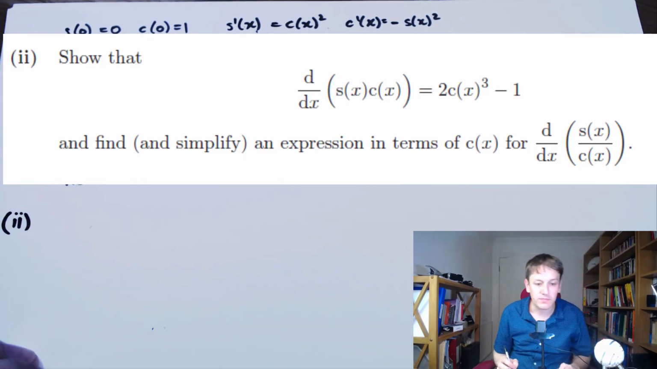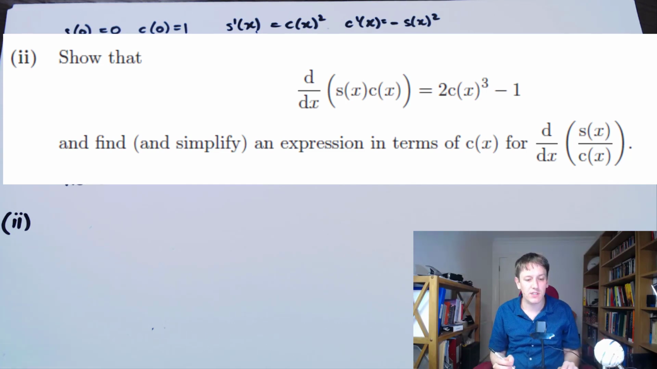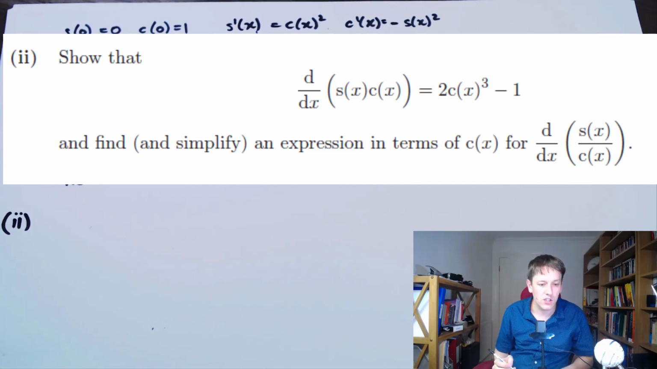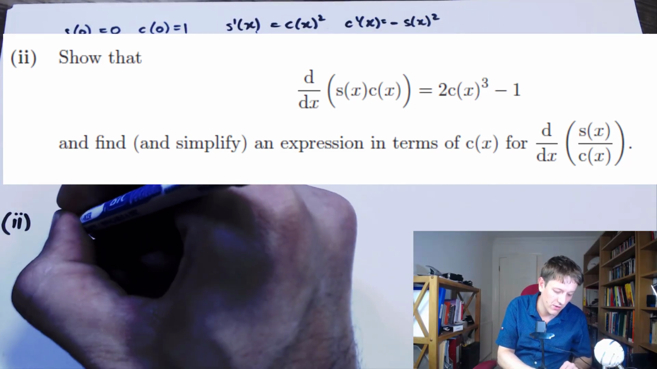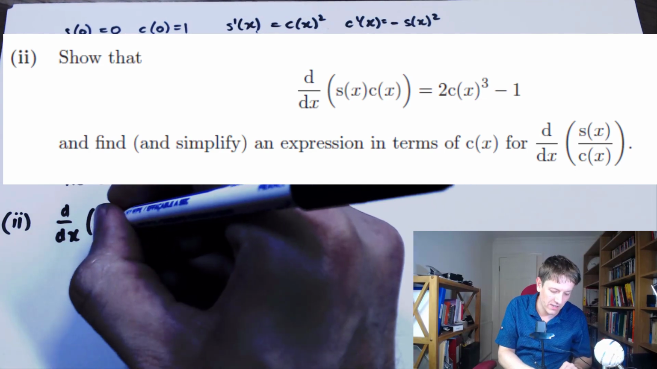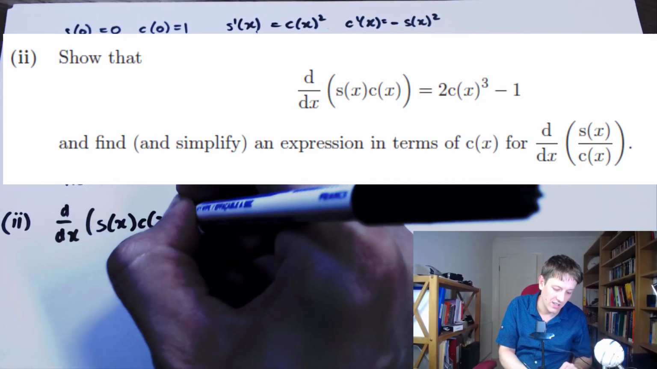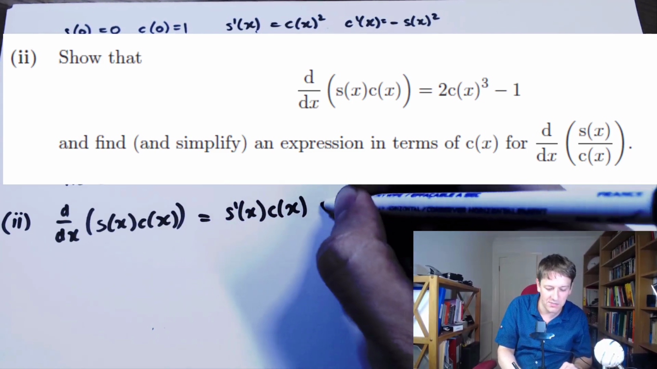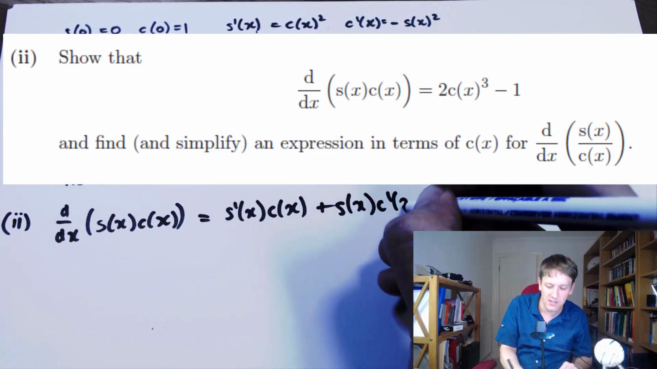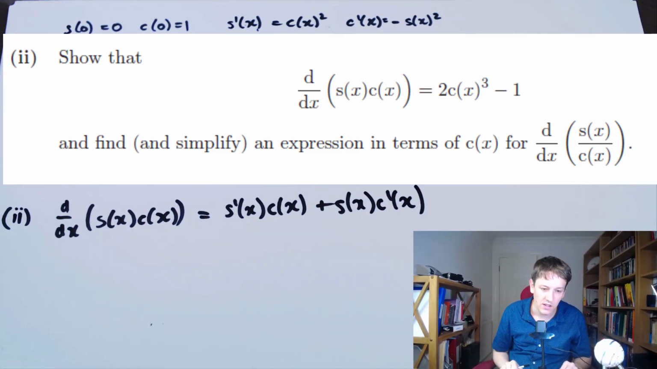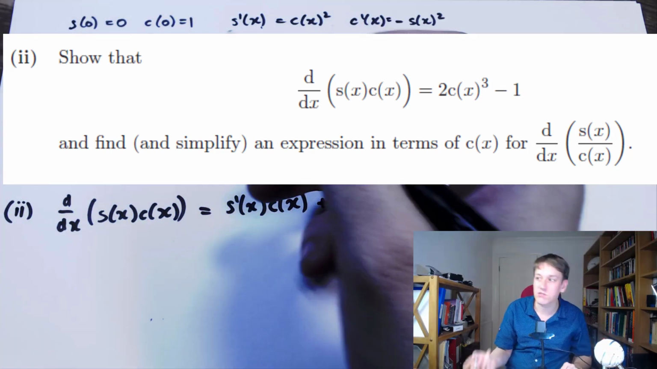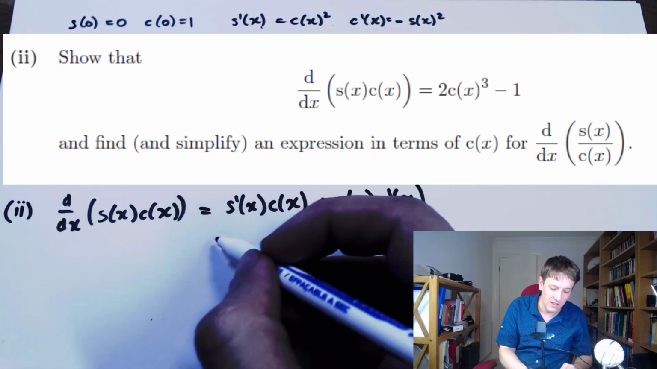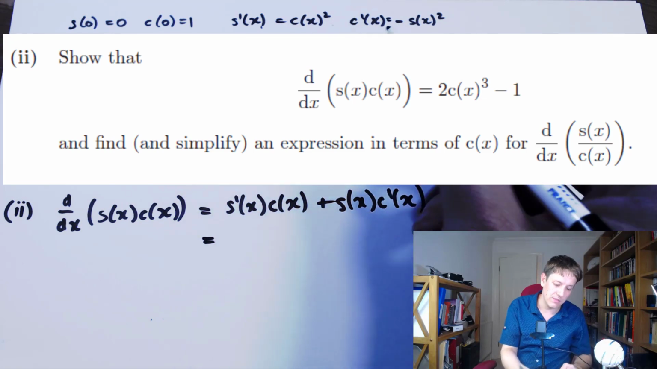Part 2, show that the derivative of this product is 2 times c cubed minus 1, and then we'll do something equivalent for the quotient. So really, we just have to apply the product rule here. It's fairly clear at the beginning of this question exactly what we have to do. So I just get s primed of x times c of x plus s of x times c primed of x, applying the ordinary product rule, and then I know that I've got these results about s primed and c primed that I'm given.